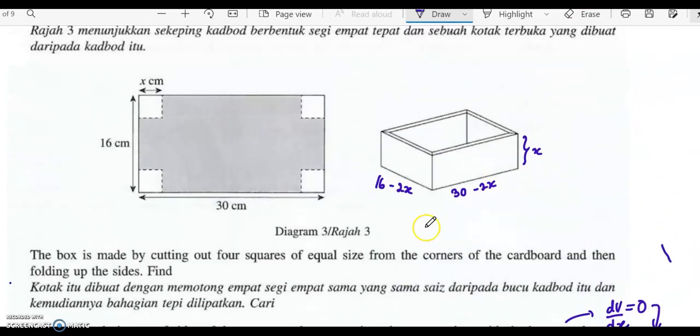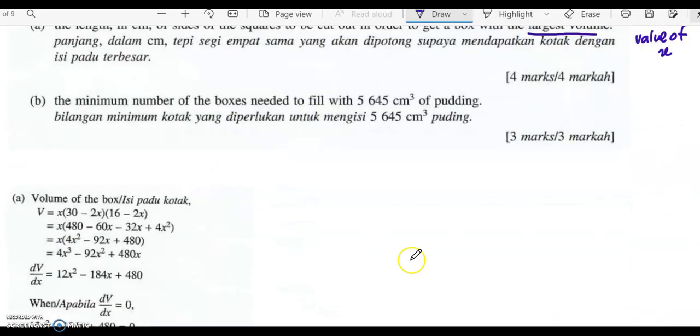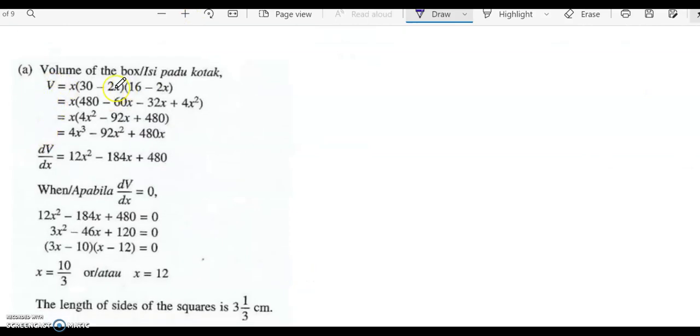Okay, jadi kat sini kita calculate dulu volume untuk this box. Okay, so ini yang length kita dah dapat lah daripada sini. This part is x, so x. Okay, this one is 30 for the whole length is 30 minus 2x, and then for the part of width is 16 minus 2x, and then the height is equal to x. So we put into the formula for volume of the box. Okay, and then we rearrange, and then we get v equal to 4x cubed minus 92x squared plus 480x. Okay, and then we find dv over dx for this part, and then we equate with 0, and then you get x equal to 10 over 3 and or equal to 12.